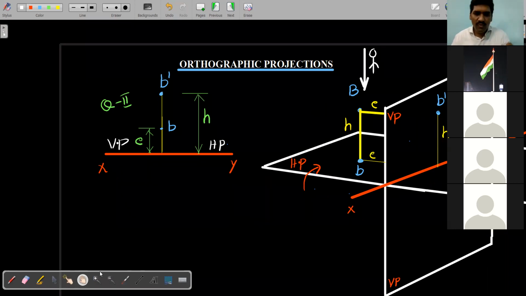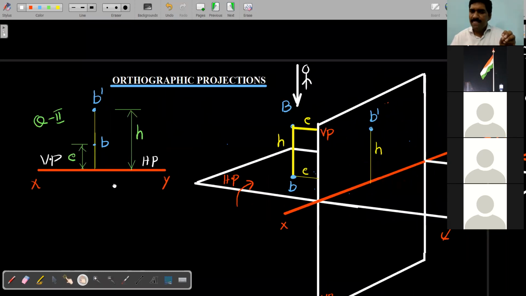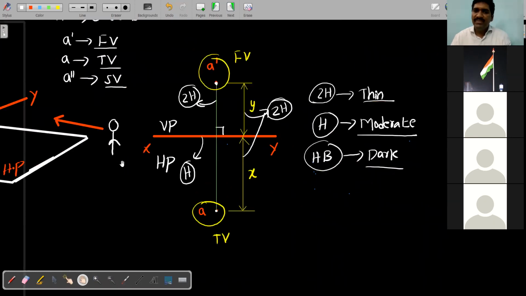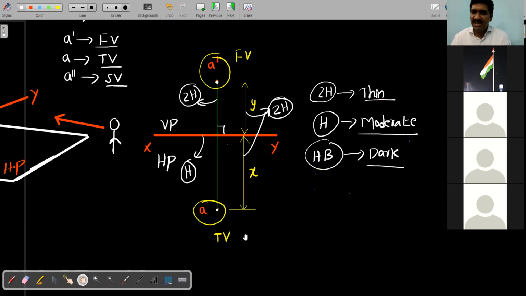Now tell me all of you, in the second angle projection, in the second quadrant, your front view and top view both are above the xy line or not? Yes. Okay, and in the first angle projection, front view is above xy and top view is below xy line. That is the picture. Okay, what about third angle projection? Now we shall see about third angle projection.